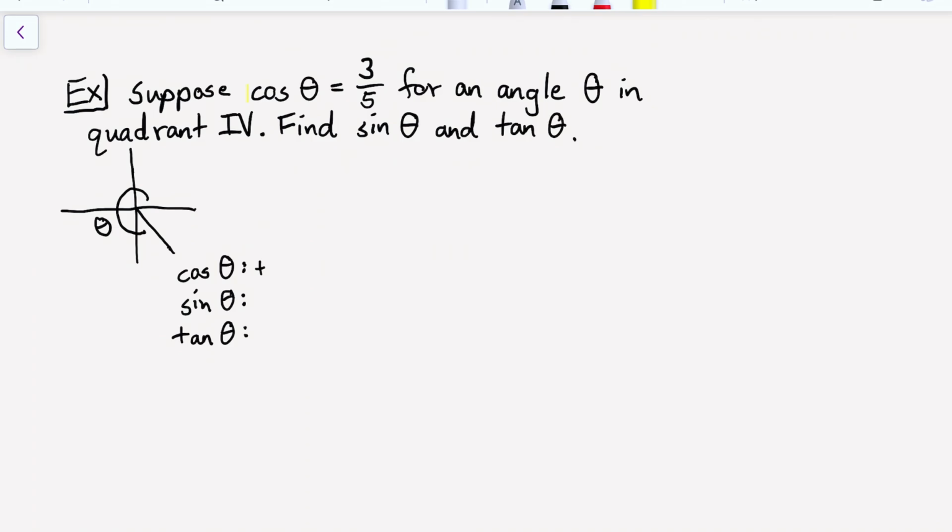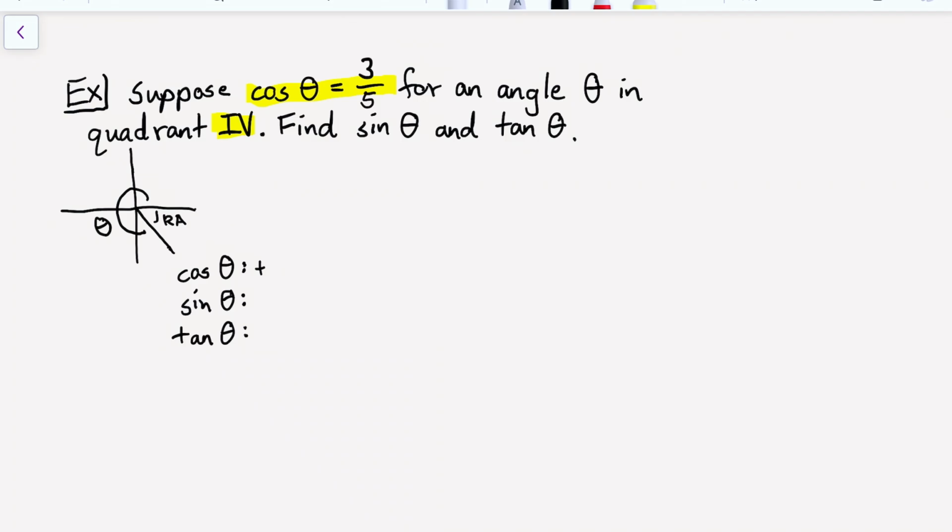In our next example, we're given a value of cosine theta. So suppose cosine theta equals 3/5 for an angle theta in quadrant 4. This is important because this says something about the positive or negative sign of our sine and cosine and tangent values. We are looking at an angle in quadrant 4. It's not an acute angle anymore. It has all the same sine, cosine, and tangent values as its acute reference angle, with the exception of positive or negative signs.